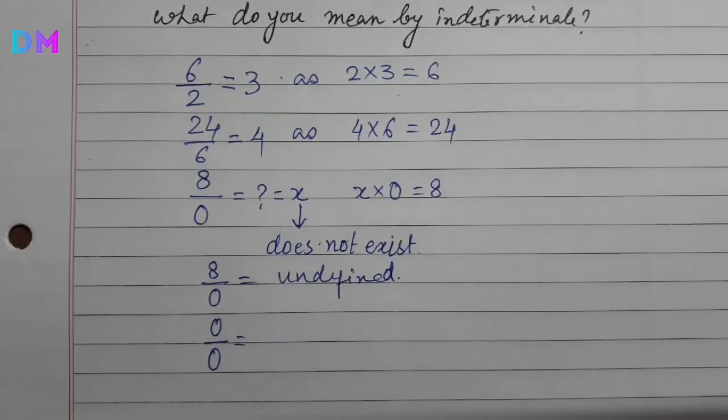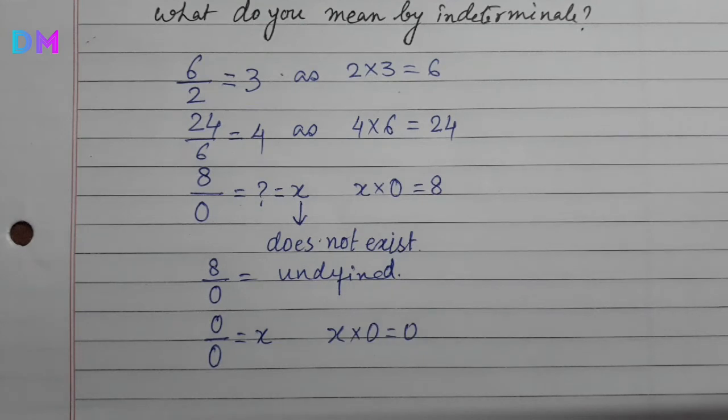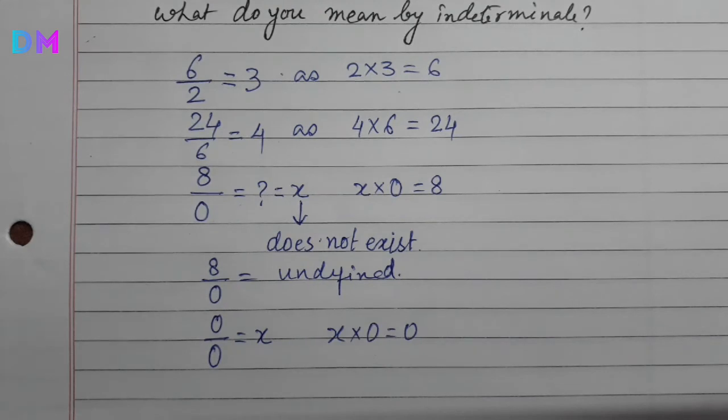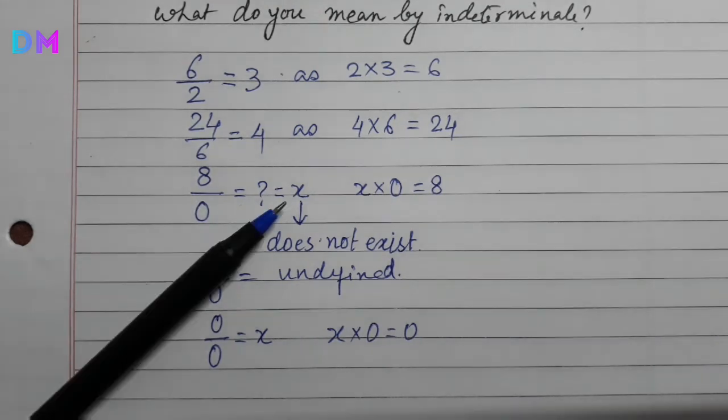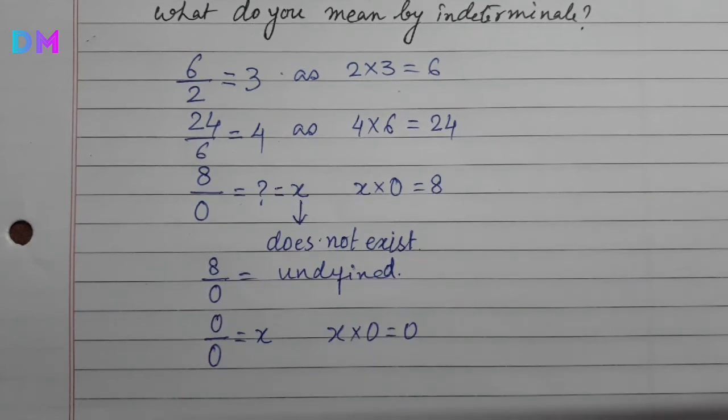Now the question is, what is the value of 0 by 0? Again, let us suppose that the value be x. Then we can write x into 0 is equals to 0. But the thing is, here x can be any real number. In the previous case, x had no real value. But in this case, x can be any real value. Then are they equal? 8 by 0 and 0 by 0. Can I say 0 by 0 is undefined? So the answer is 0 by 0 is actually not undefined.